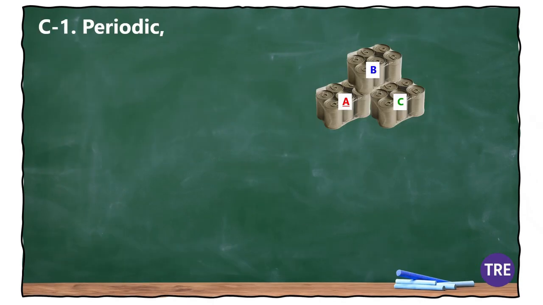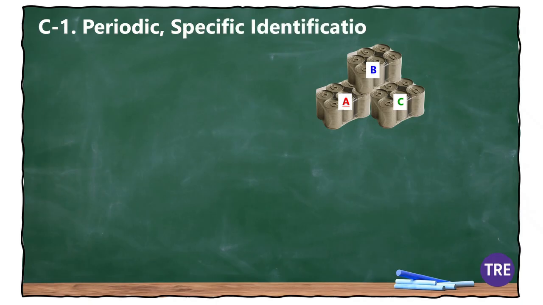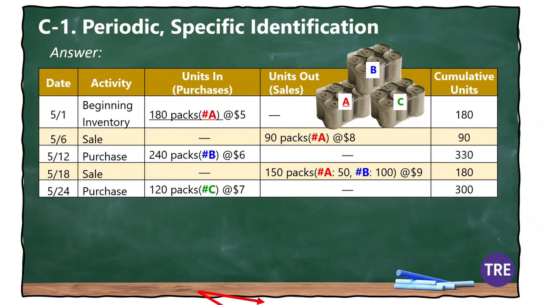Now we're moving to the periodic system, starting again with the specific identification method. The key difference here is that, under the periodic system, inventory and cost of goods sold are calculated at the end of the period, not after each transaction. The physical flow of goods, however, is the same as before.